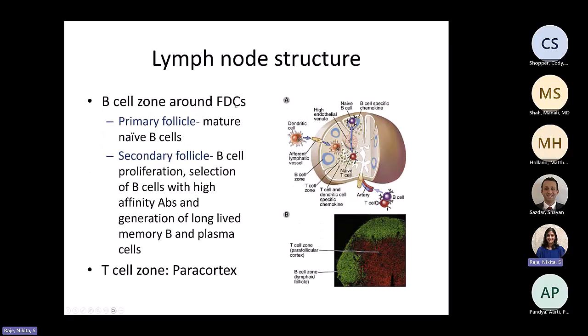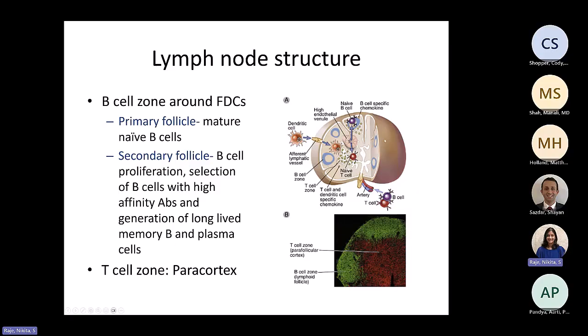So here again, it shows that B cell zone or the follicular region. The follicular region, as I said, has the B cells in them, but when there is activation of B cells, these B cells will proliferate and select the B cells with high affinity antibodies, and that gives rise to the secondary follicle. Here they will undergo affinity maturation and switch class of the antibodies, and that also helps in generation of long-lived memory B cells and plasma cells. So that's the function of these follicles.